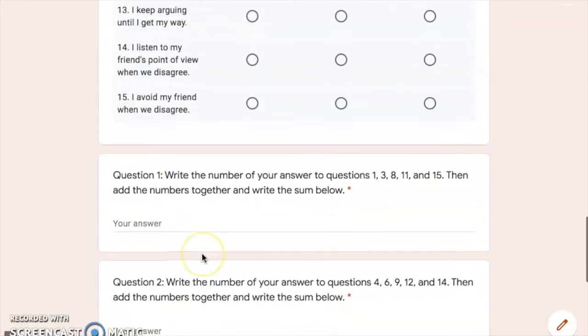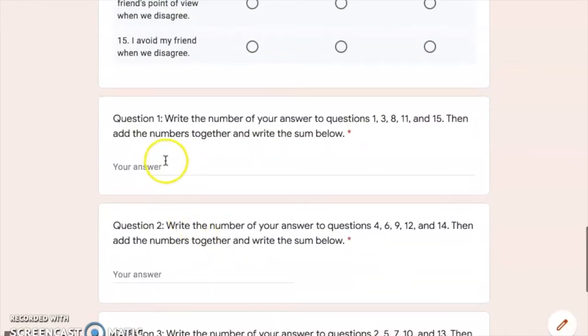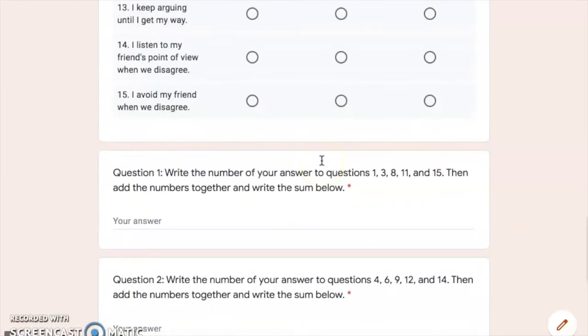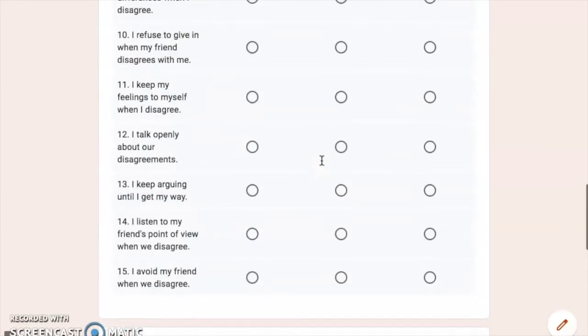Now, the next part is a little tricky, so listen carefully. For question 1, it says write the number of your answer to questions 1, 3, 8, 11, and 15. Then add the numbers together and write the sum below. So what you're going to do is go back to questions 1, 3, 8, 11, and 15.